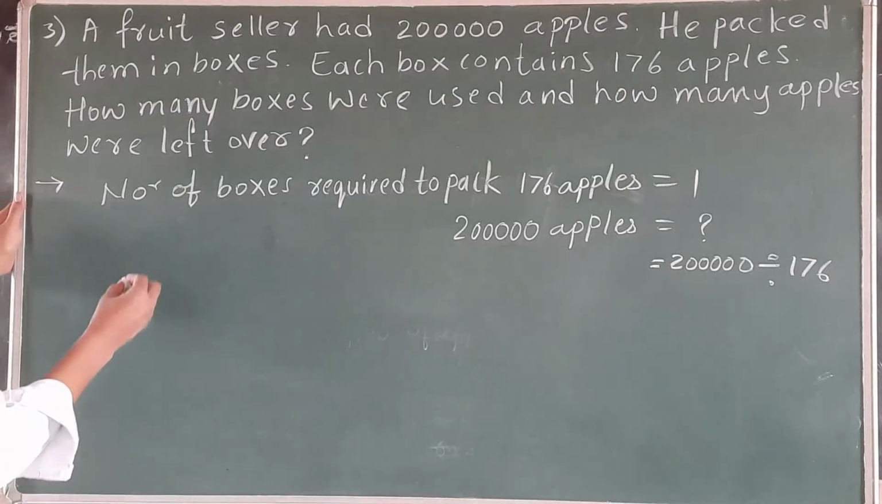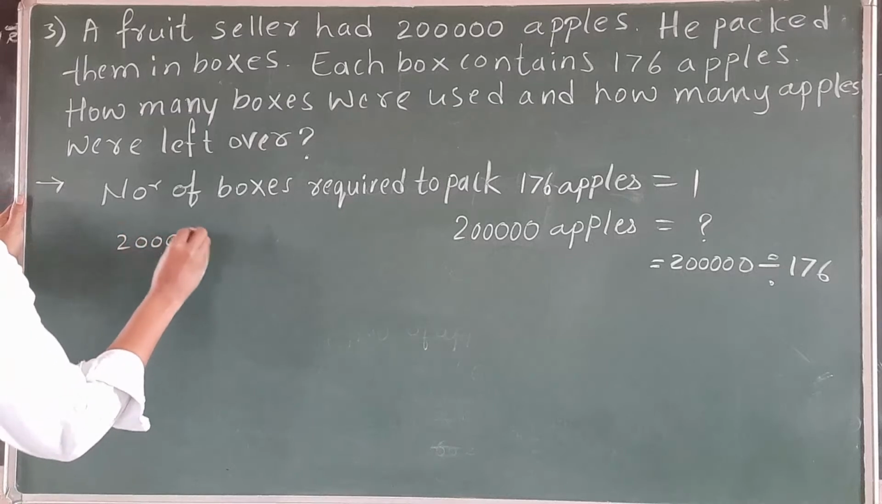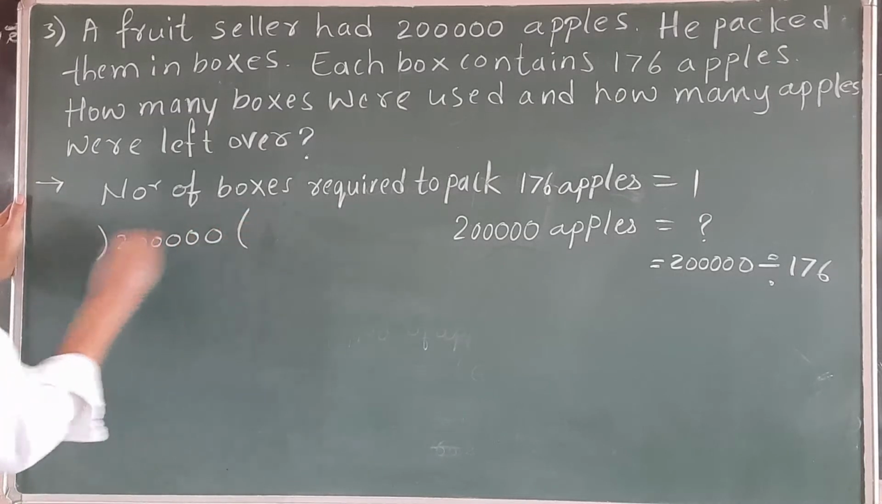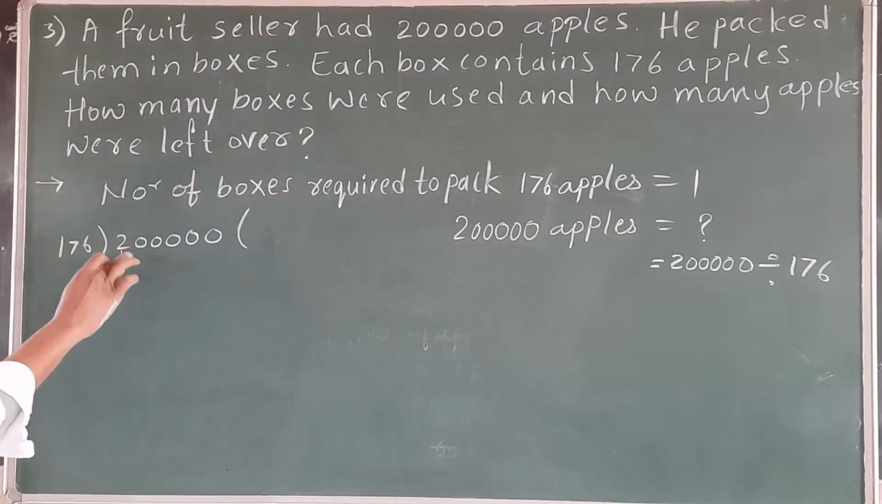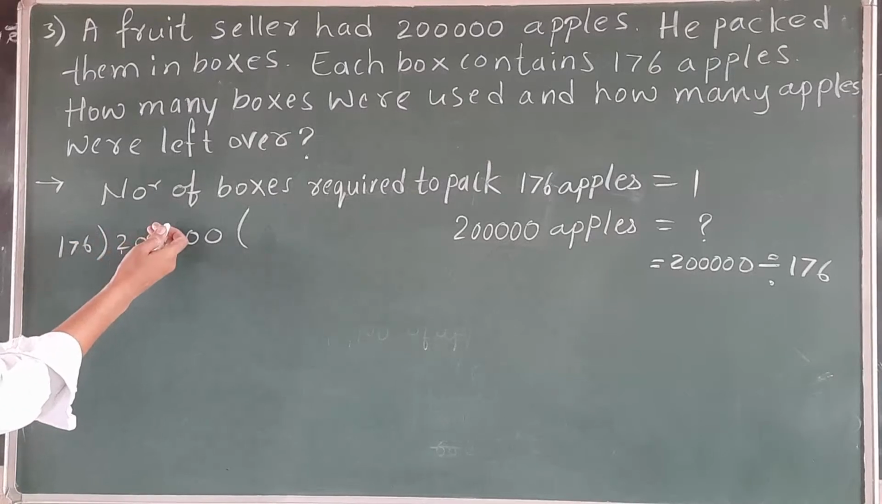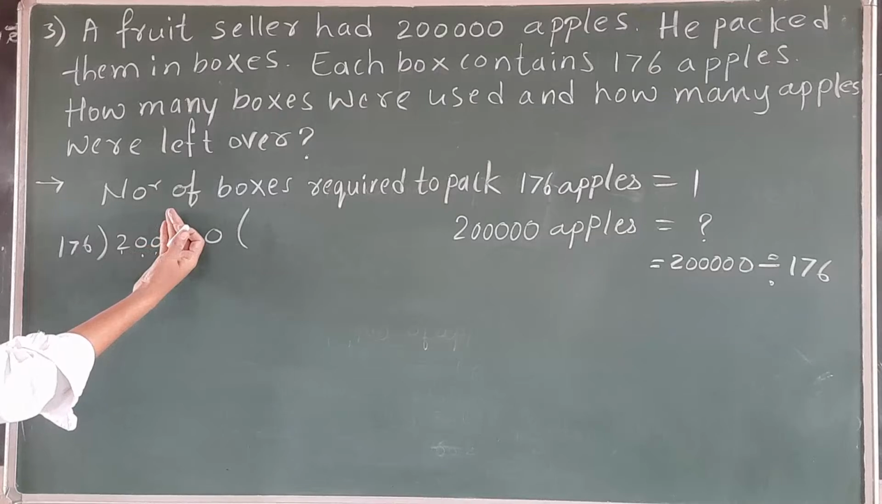Now we will start dividing. That is 2 lakh by 176. For this we have to write the 176 table. Now we start dividing 2 lakh by 176. In the 176 table, 2 is not there. Take the next digit, 20 is also not there. Take the next one, it becomes 200. Search for 200 in the 176 table, it is not there.